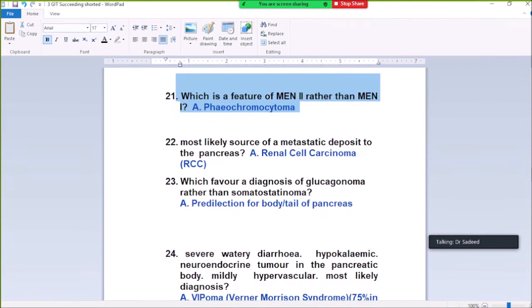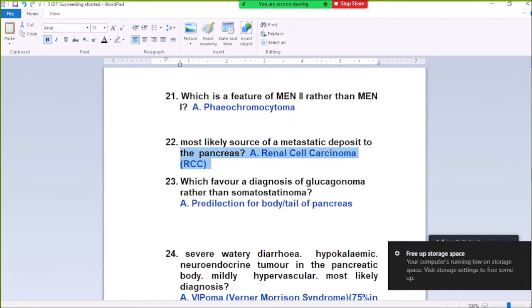Question 22. Most likely source of metastatic deposit to the pancreas is renal cell carcinoma. Renal cell carcinoma is the most common source of metastasis to the pancreas.